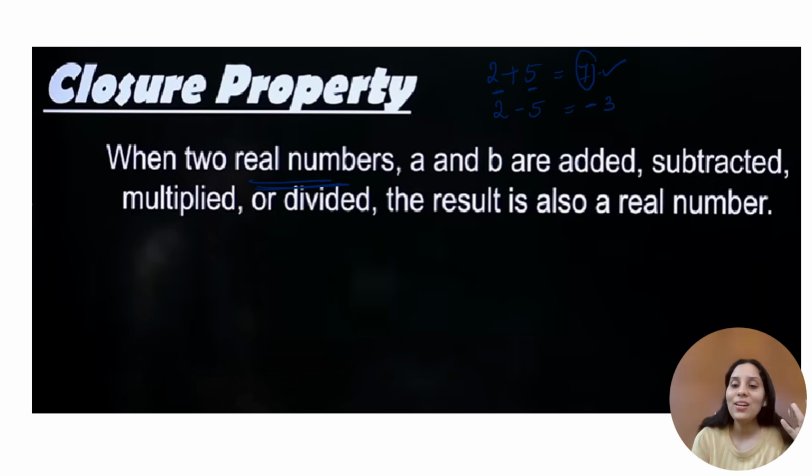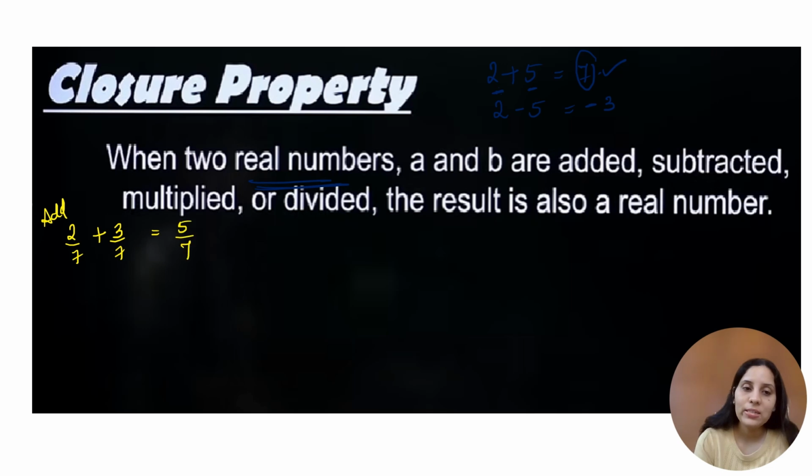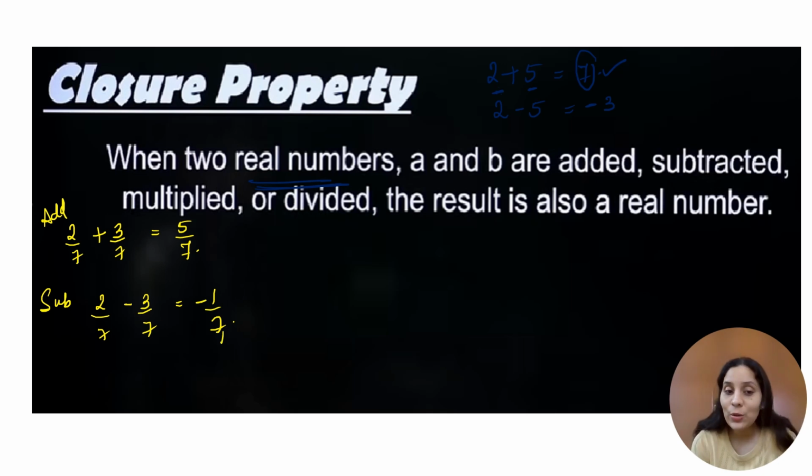Similarly, let us see for rational numbers, as our chapter is based on rational numbers. So I'll take very easy numbers, 2 by 7 and 3 by 7. So first let me add them. If I add them, I get 5 by 7. So when I'm taking two rational numbers, I end up having a rational number. So addition is true. Similarly, when I take subtraction, 2 by 7 and -3 by 7, I get -1 by 7. Again, when I'm subtracting two rational numbers, I end up having a rational number.